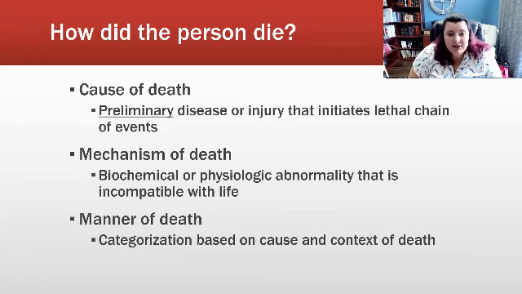Forensic pathologists must also determine the mechanism of death. That's defined as the specific biochemical or physiologic abnormality that is incompatible with life. Essentially, this is the last thing that happens in the body right before the person dies. The final term that forensic pathologists must be familiar with is the manner of death. And this is a simple classification of death into a set of predefined categories based on the cause and the context of the death.